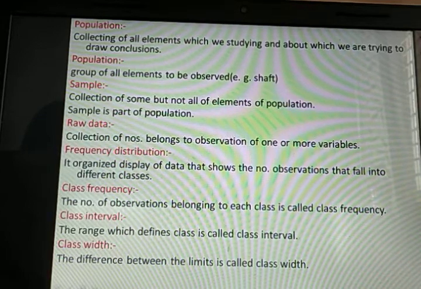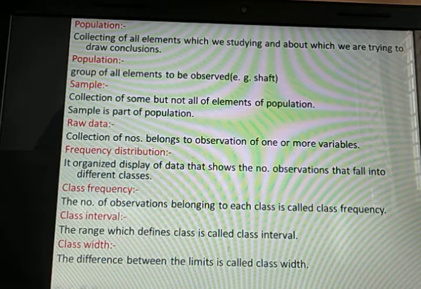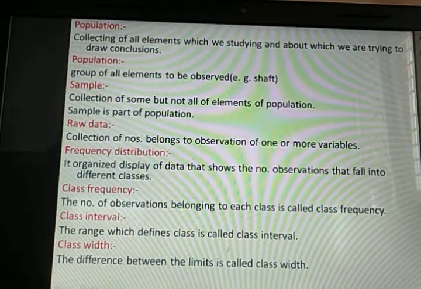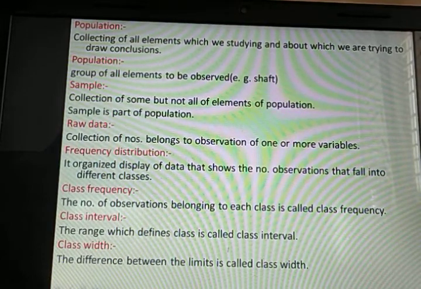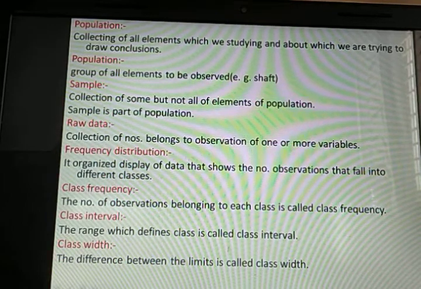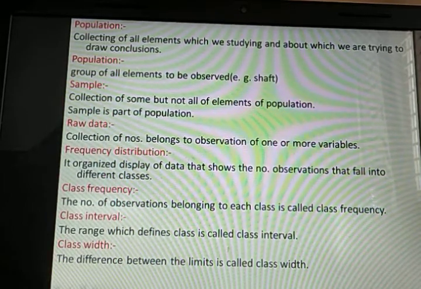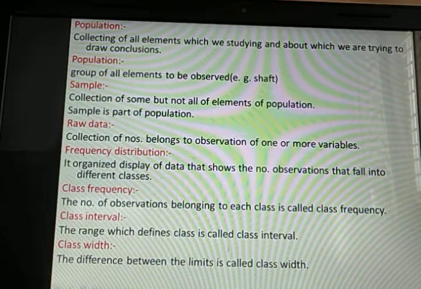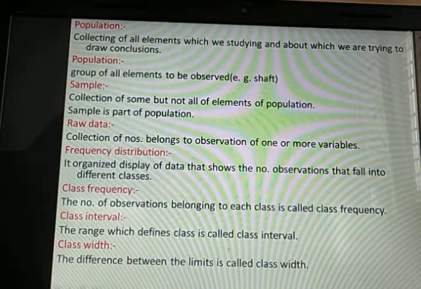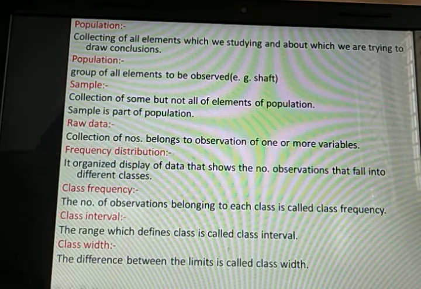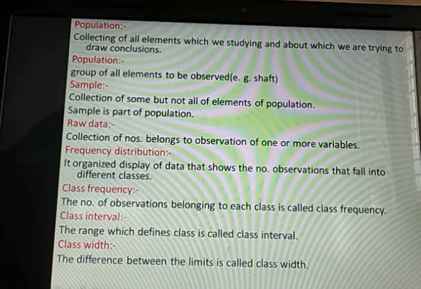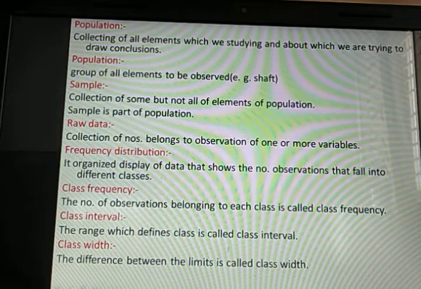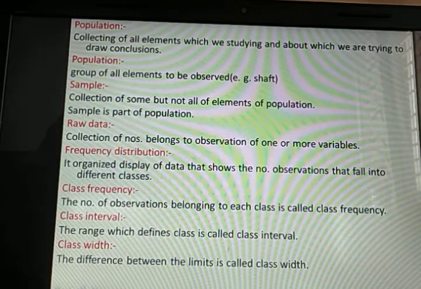Next is the raw data. Raw data is nothing but a collection of numbers which belong to the observation of one or more variables. And the next is the frequency distribution. In statistical analysis, when a large number of observations of the random variable are made from the population or the sample, it is necessary to represent that data in a systematic manner before the analysis is done. That is, to analyze the data, the numbers or variables need to be systematically arranged to draw the conclusion.